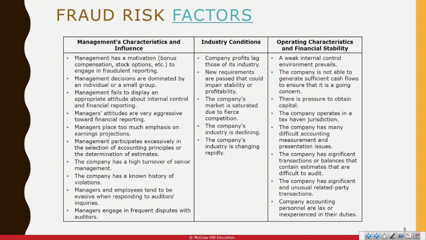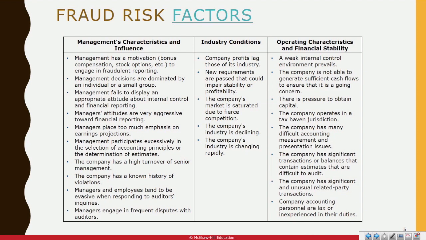So as the auditors understanding their client, understanding the business risk, understanding the entity, they're gathering information. These are the kinds of things that they're gathering. When they're going through the assessment of the risk of material misstatement, these are things that they're considering as well. Inherent risk. Management has a motivation, right? Bonus compensation, stock options. So the auditor's like, that's going to increase the inherent risk, because those are factors in the client's environment that could lead to a risk of material misstatement in the financial statement, right?